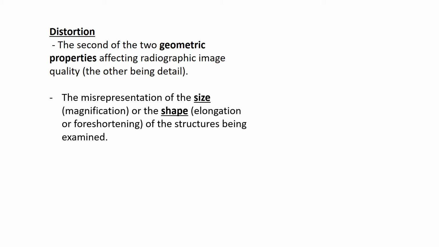Hello everyone, today we're going to talk about radiographic distortion. Distortion is the second of the two geometric properties affecting radiographic image quality, the other being detail. It is the misrepresentation of the size, which is magnification, or the shape, which is either elongation or foreshortening, of the structures being examined.